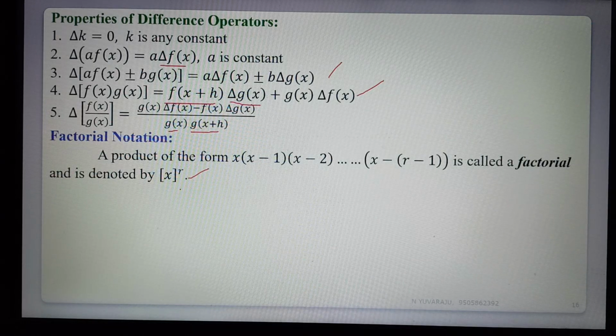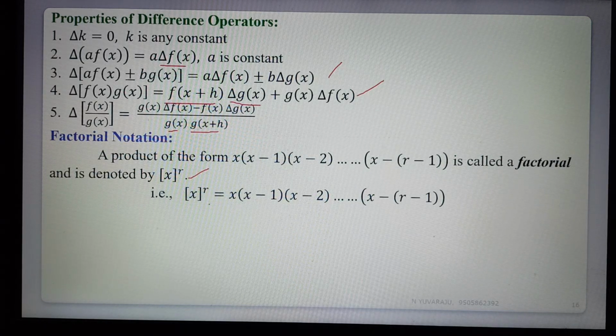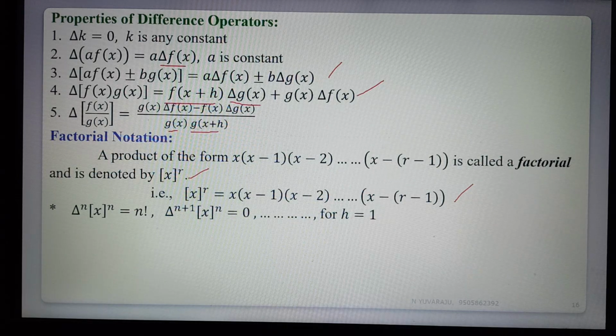Take box x power 4, for example. What happens? x minus 0 into x minus 1 into x minus 2 into x minus 3. For box x power 4, we subtract up to 3 and take the product. This is a factorial notation. So box x power r is equal to x into x minus 1 into x minus 2 up to so on x minus r minus 1. So delta power n of box x power n is equal to n factorial. So for box x power n, only the nth order differentiation gives n factorial.